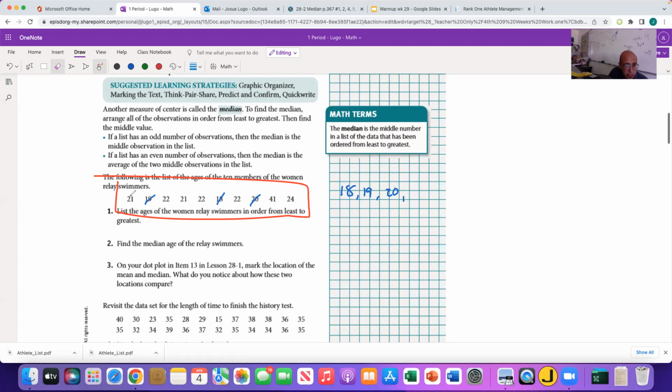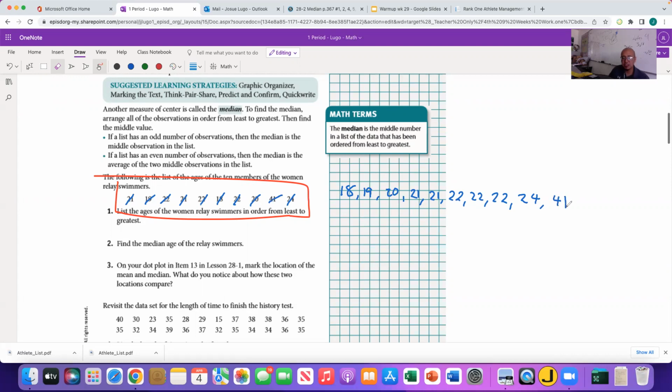Is there a 21? There is a 21. Immediately cross it out. Oh, another 21. And write it down. Is there another 21? No. The 22s? There's a 22. It is not hard, but it is tedious. It takes time and it takes being careful. There's another 22. So we can see there's 3 22s. Any 23s? No, but there is a 24. And finally, there is a 41.